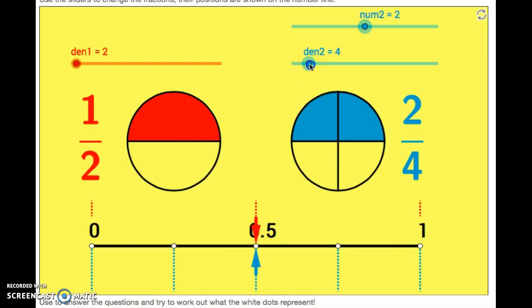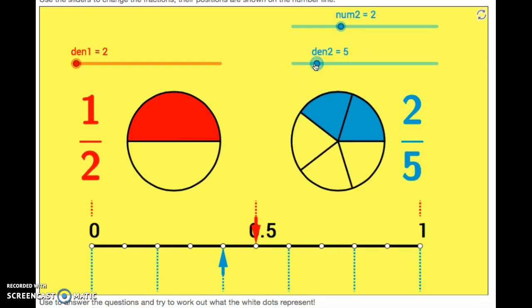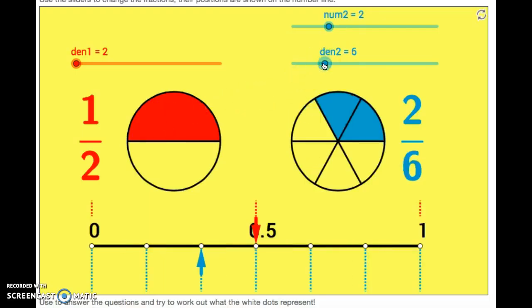So what about 2/5? Is 1/2 and 2/5 equivalent? No, as you can see, this is not equivalent. This is taking up less space than what 1/2 is. But once again, if we change the denominator to 2/6, is that equivalent?